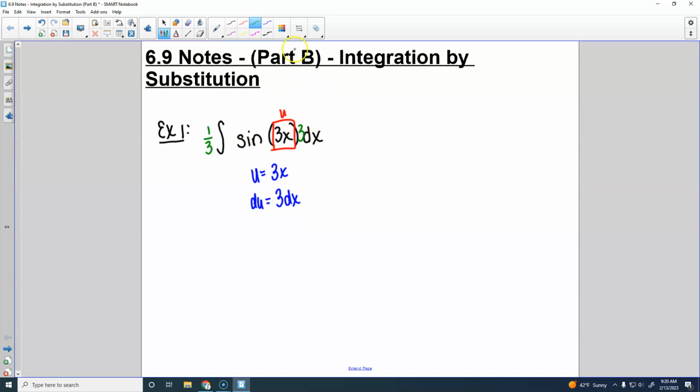So this 3x is our u. This part right here is our du. So when we convert this to u's, when we substitute, it's going to look like this. We'll have the 1/3 sine of u du.